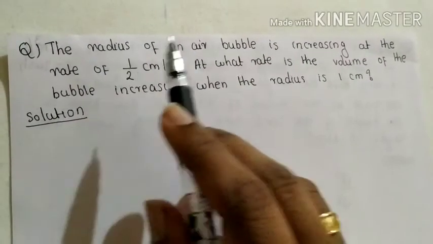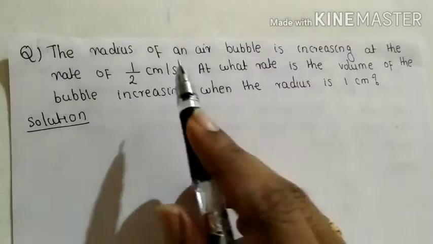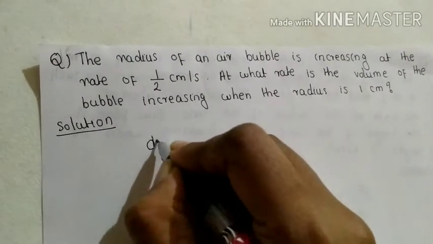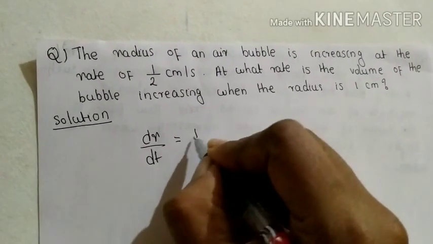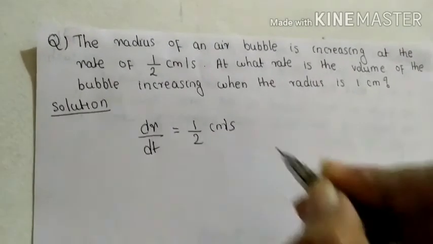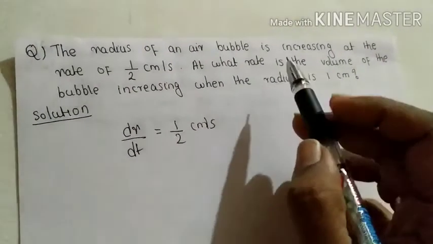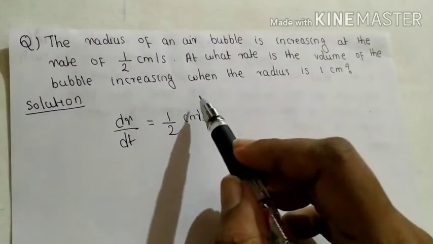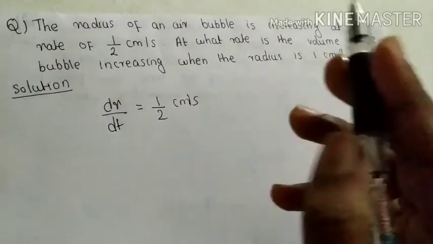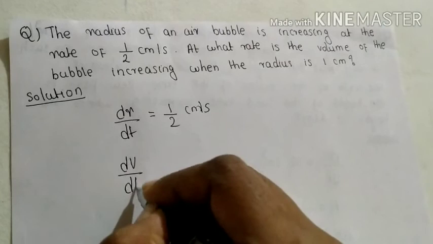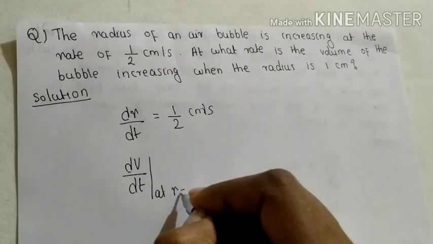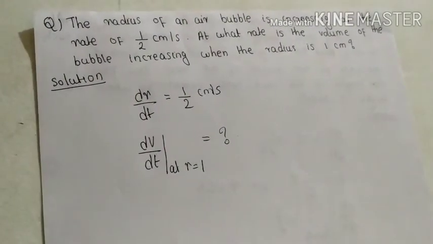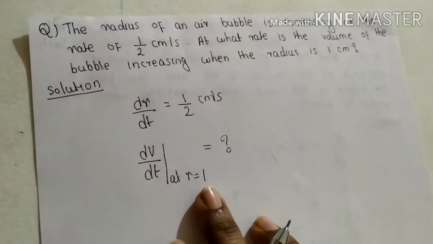Given that the radius of an air bubble is increasing at the rate of 1/2 centimeter per second, which means dr/dt is equal to 1/2 centimeter per second. And in this question we need to find the rate of change of volume with respect to time at radius equal to 1 centimeter, that is, dV/dt at r equal to 1 is what we need to find in this question.